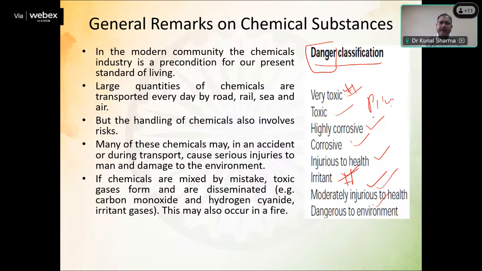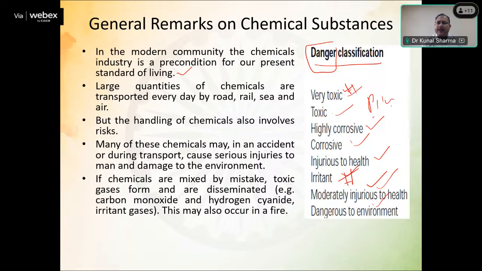In the modern community, the chemical industry is a precondition of our present standard of living. We cannot live without chemicals. Starting from the toothpaste we use to the mosquito repellent we use at night in our houses, everything is chemical. You can just imagine, in your house only, you will start with the toothpaste, to what we use as mosquito repellents, all the things.